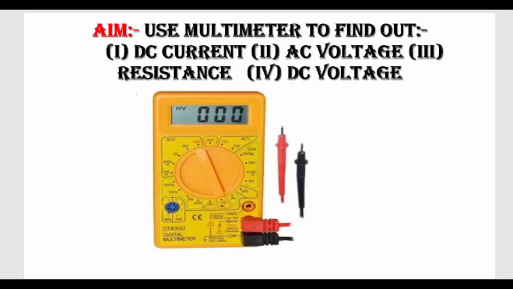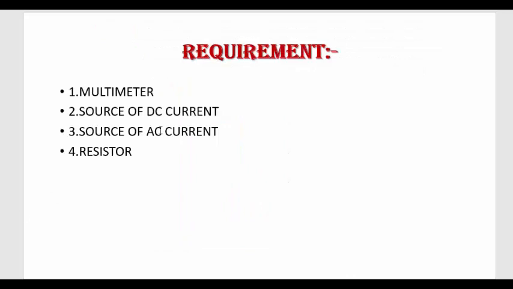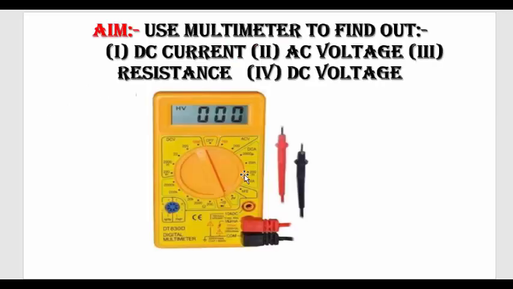So, what are the requirements for this experiment? First is a multimeter. Second one is a source of DC current. Third is a source of AC current. And resistors, an unknown resistor, of which we have to find the value of the resistance. So you can see the multimeter here.